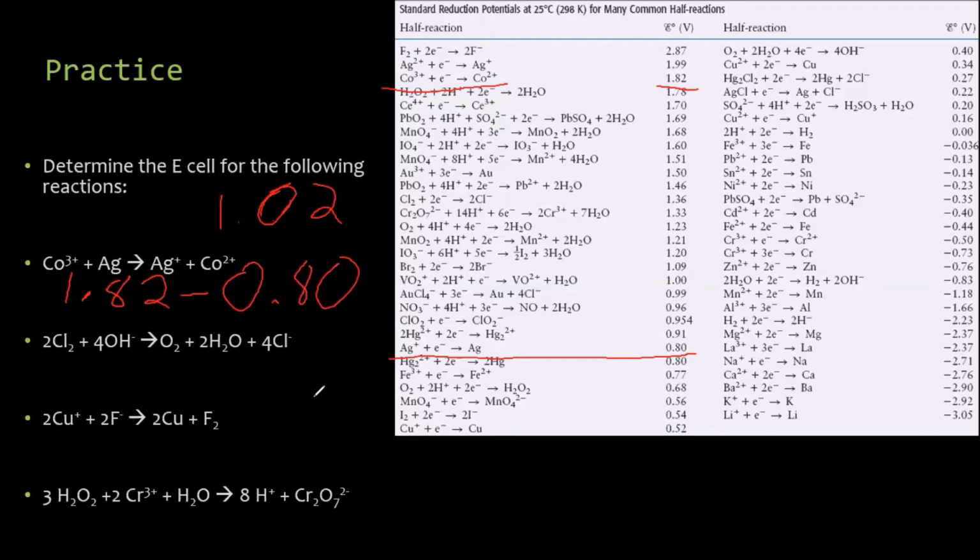Chlorine, chloride. Well, that one's pretty easy. Chlorine, chloride, that's 1.36. And this one's a little bit hard: hydroxide, oxygen, and water. There's oxygen, acid, and water. Let's keep looking, that's not exactly what we want. There's oxygen, hydrogen, and peroxide. Nope, still not there. Oh, there we go. Oxygen, hydrogen, and hydroxide. So right there.